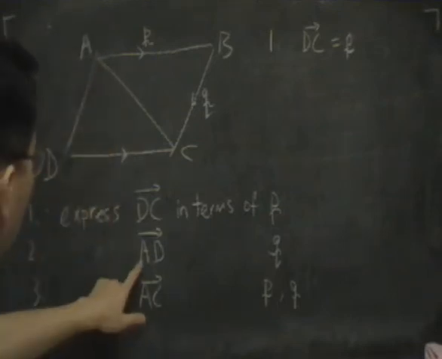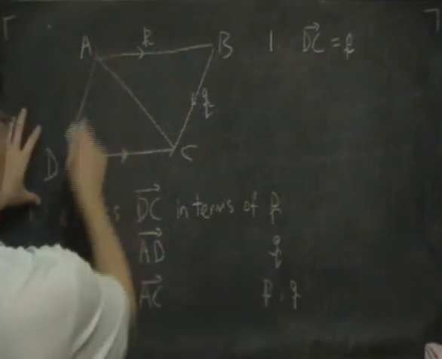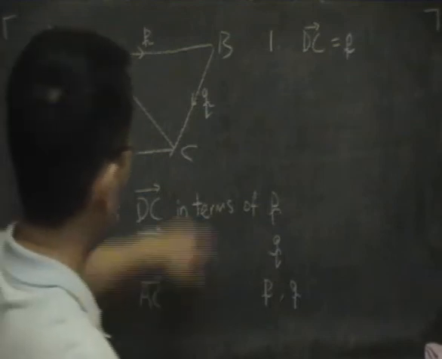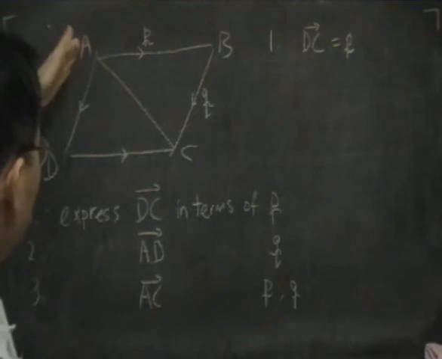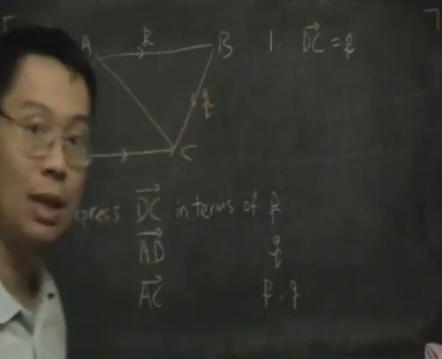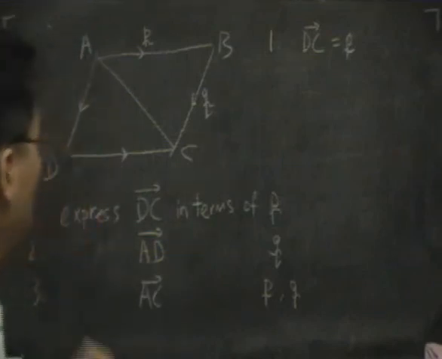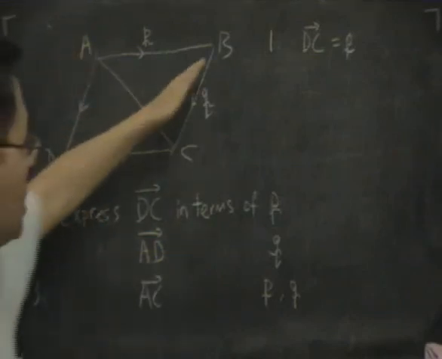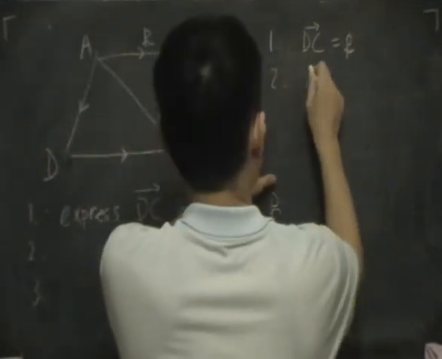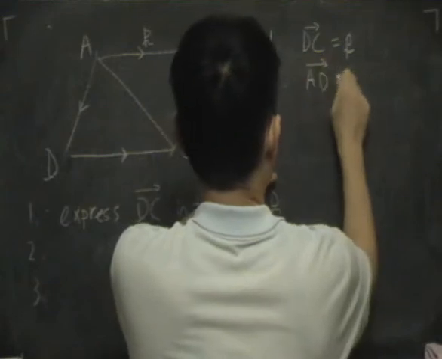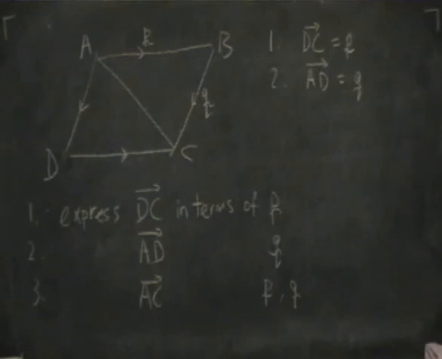Now next, let's look at AD in terms of Q. AD is here. And Q is the vector down there. And once again, you see that AD and Q have the same length because they are opposite sides of a parallelogram. And they are pointing in the same direction as well. So AD is equal to Q. That's simple enough for the first two.